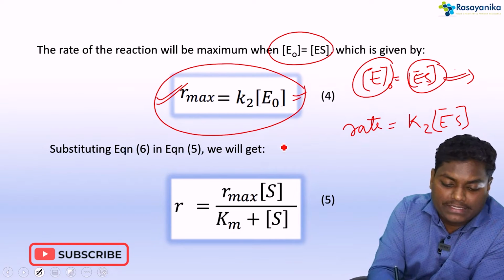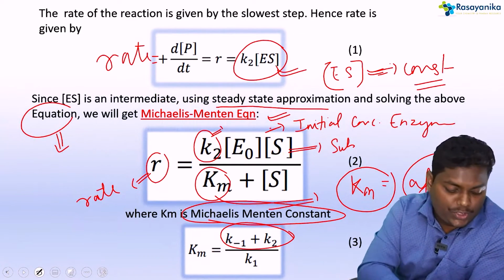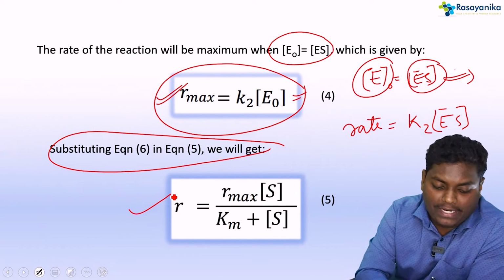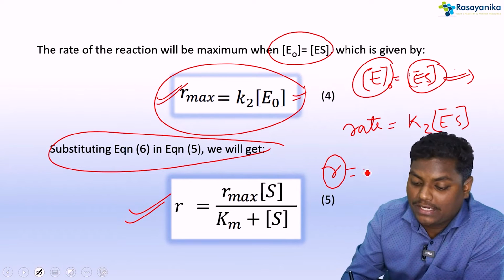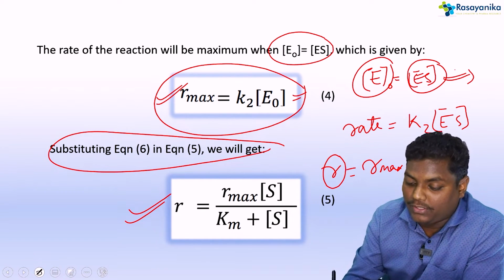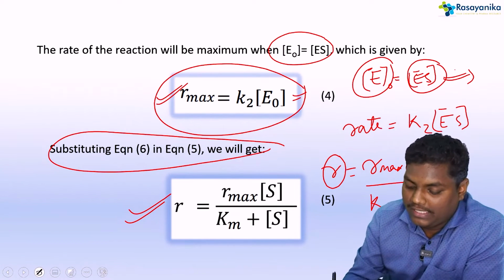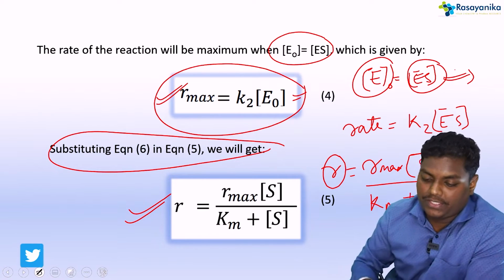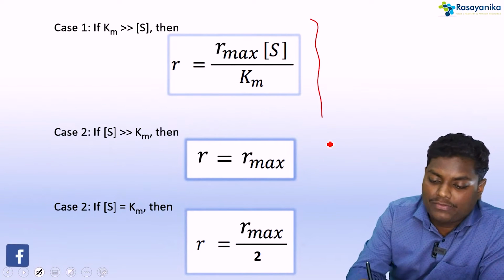Now substituting this in previous equation 2, we will get the final equation which has a relation between the rate of the reaction and the maximum rate that we can achieve, times the concentration of the substrate, divided by the Michaelis Menten constant plus the substrate concentration. Now using this, we have three cases.